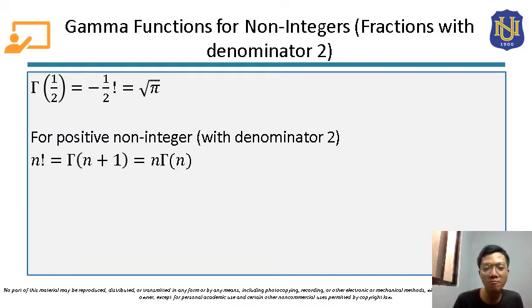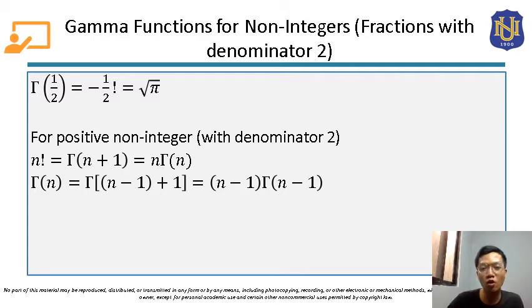So for n factorial, let's say the n here is a fraction with denominator of 2. We already know this relationship: n factorial is equal to gamma of n plus 1, and this is also equal to n times gamma of n. So if we are going to solve for this, gamma of n is actually equal to gamma of n minus 1 plus 1.